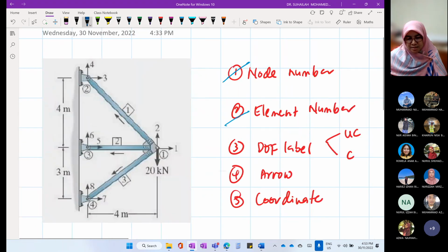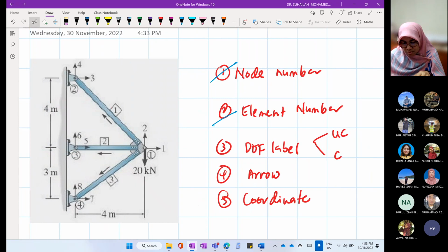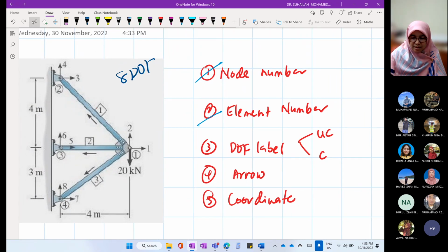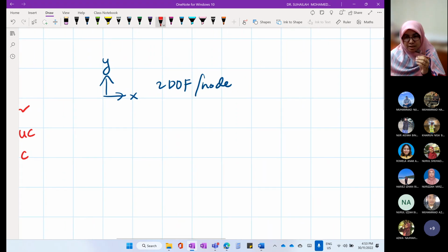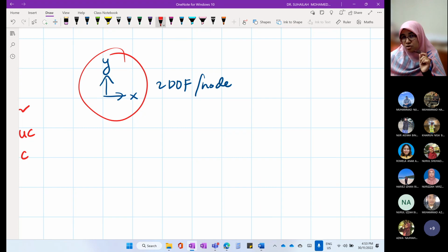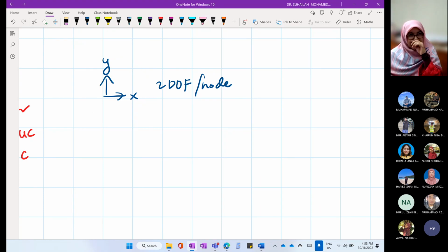It means that if in this truss there are 4 nodes, 1, 2, 3, 4, it will produce 8 degrees of freedom. So this truss has in total 8 degrees of freedom, because we have to apply 2 degrees of freedom per node. And you always have to apply the degree of freedom in this direction. You cannot change the direction. You have to follow this direction. It is compulsory.